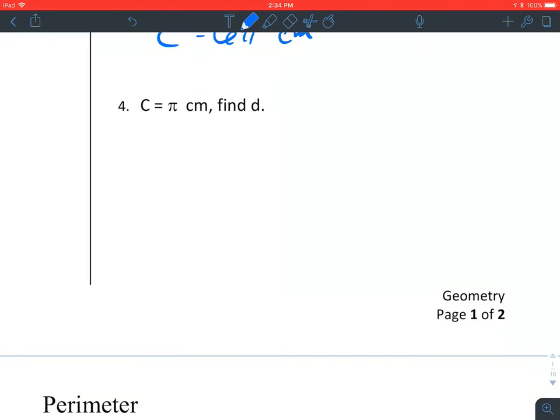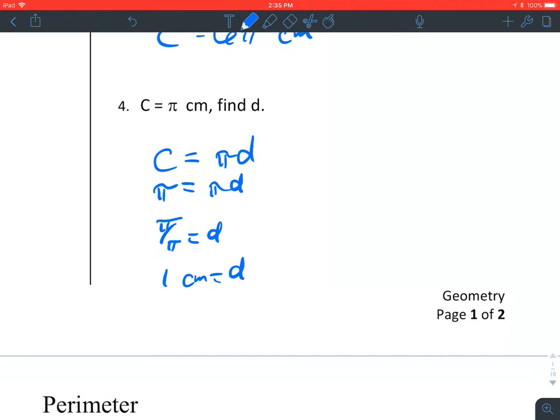Number 4, circumference is pi. We're supposed to find the diameter, so I'm going to use circumference is pi times diameter. You could also use 2 times pi times the radius and then solve for the diameter later. I'm just going to use this. Circumference is pi. Divide both sides by pi to get d by itself. Pi divided by pi is 1. Our units are centimeters. The diameter is 1 centimeter.